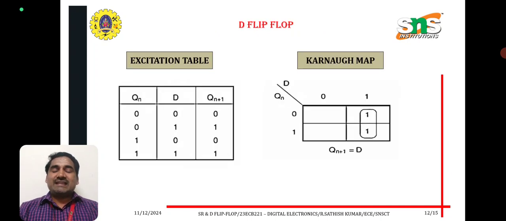Now this is the excitation table. There is only a single input. When Qn is 0 and D is 0, Qn plus 1 is 0. When Qn is 0 and D is 1, Qn plus 1 is 1. For 1 0, the output Qn plus 1 is equal to 0. For 1 1, Qn plus 1 is equal to 1. Therefore, for this Qn plus 1, we solve the Karnaugh map, which gives Qn plus 1 is equal to D.